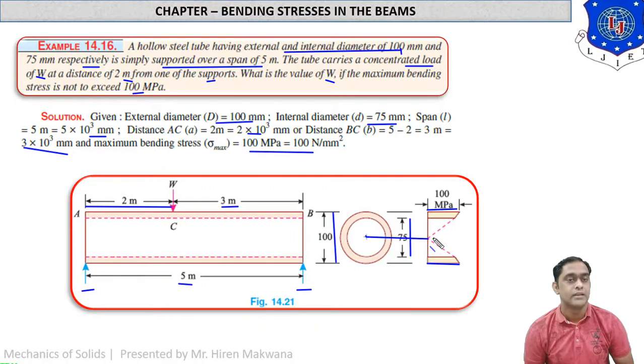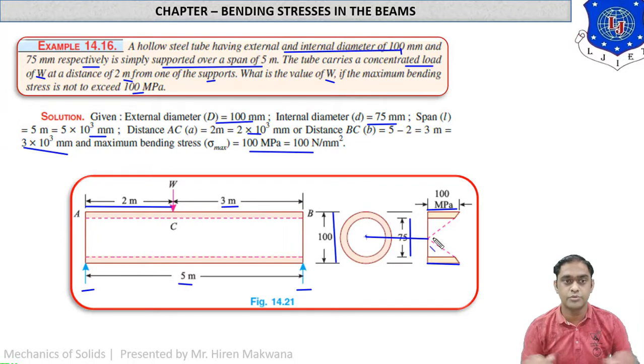So now we are interested in finding the concentrated load W, which is acting eccentrically. See, when the load is acting like this, 2 meter from the left side and 3 meter from the right side, then this type of load is known as eccentric load. You may check in the SF diagram, BM diagram, or in the support reaction also. For this type of eccentric load, the distance 2 meter is known as small a, the distance 3 meter is known as small b, and the total distance 5 meter is known as L, length of the beam.